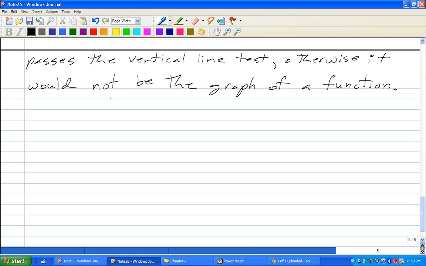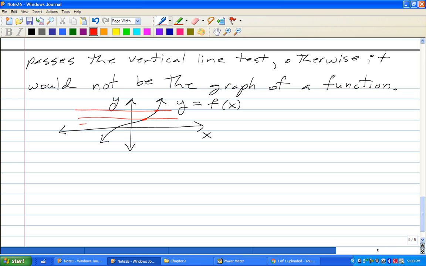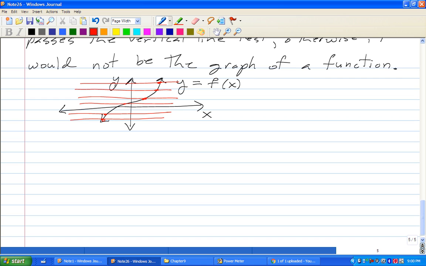Okay. Now suppose I have a curve in the plane relative to some coordinate system. Suppose that this curve passes the vertical line test, so that this is the graph of a function. Then, if this curve intersects every horizontal line in at most one location, then we say that it passes the horizontal line test.